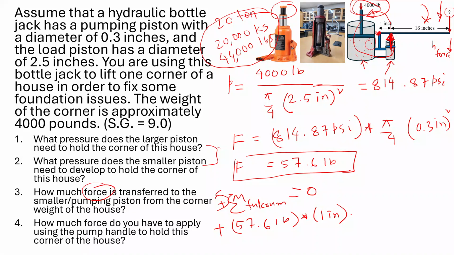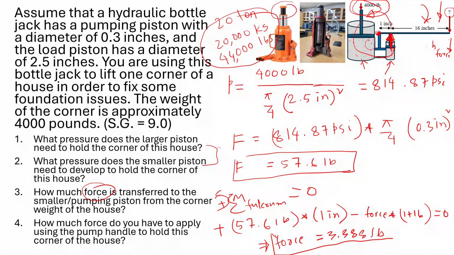So that's going to be minus, clockwise moment is minus, the hand force, and then the distance of that force is 1 inch plus 16 inch, total 17 inch, and everything sums to 0. Everything is static. When you solve a fluid power problem, you assume it's static unless it says it's moving. So the total force I calculated is only 3.388 pounds.